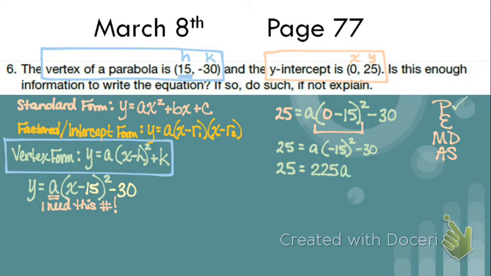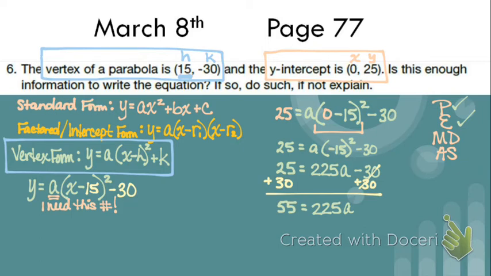So this is going to be 225a minus 30. What do I do next? Add 30 on both sides. Thank you, Fadiha. What's 25 plus 30? 55. So I have 55 is equal to 225a. So close.